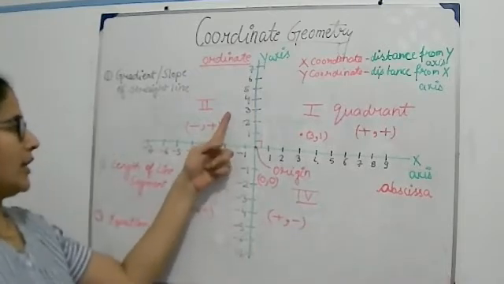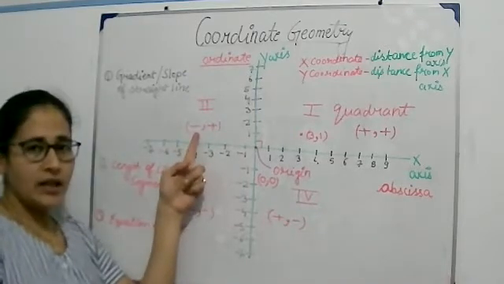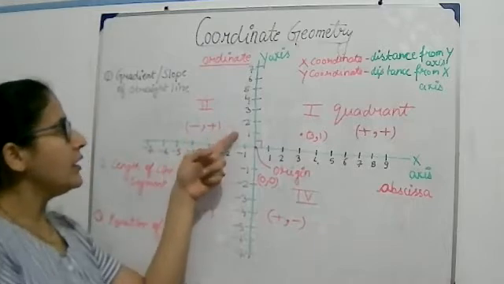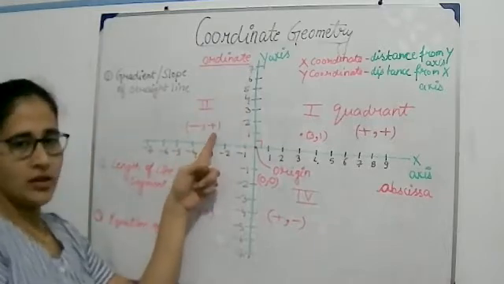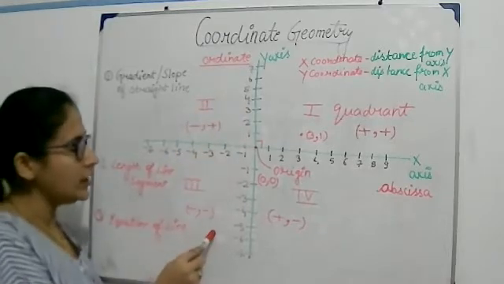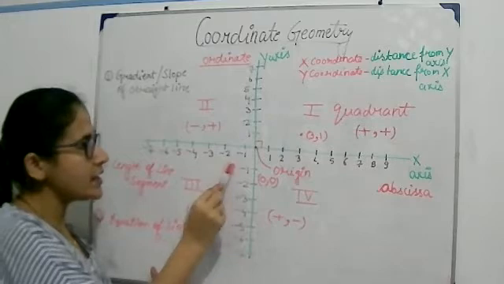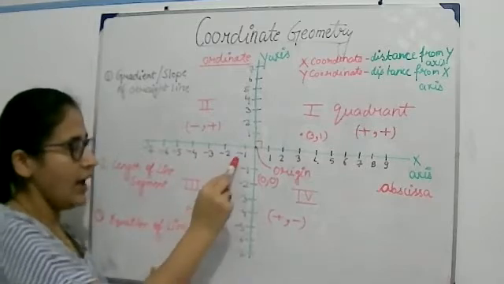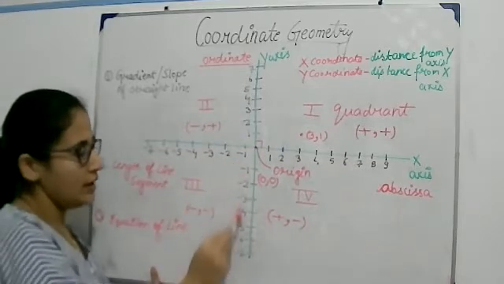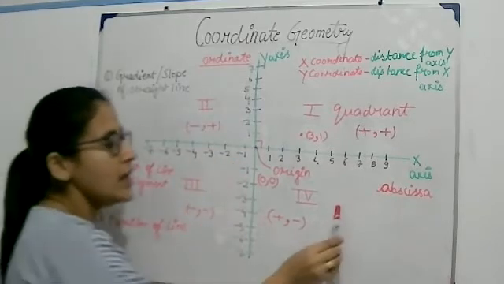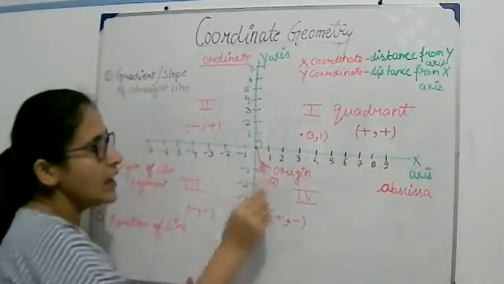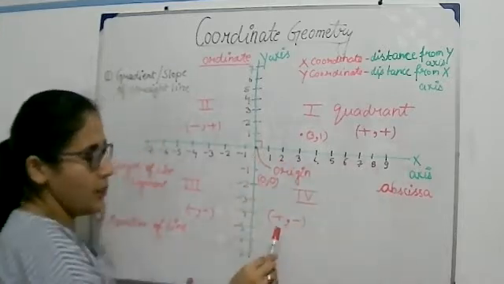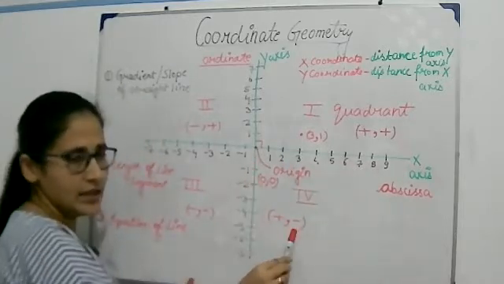In second quadrant, x coordinate is negative and y coordinate is positive. In third quadrant, x coordinate is negative and y coordinate is also negative. In fourth quadrant, x coordinate is positive and y coordinate is negative.